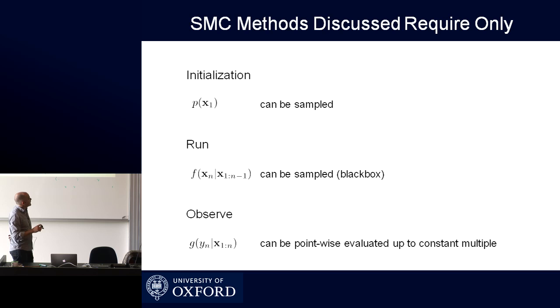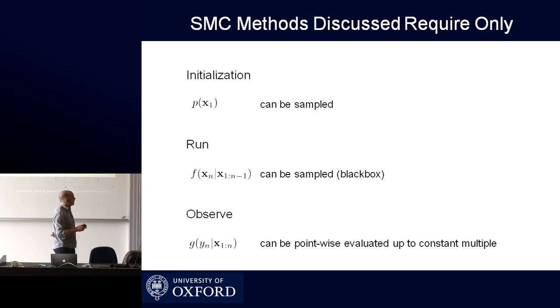Though I should point out that the sequential Monte Carlo methods that we've discussed require only that you can initialize, in other words, P of x1 can be sampled, that you can sample forward from F. So in other words, you can sample xn given x1 to n minus 1, and you can compute the observation distributions pointwise up to a constant multiple. Okay?